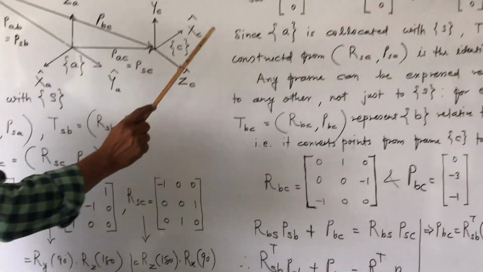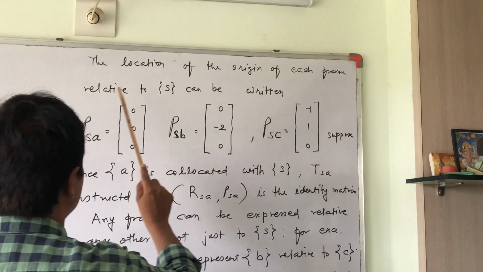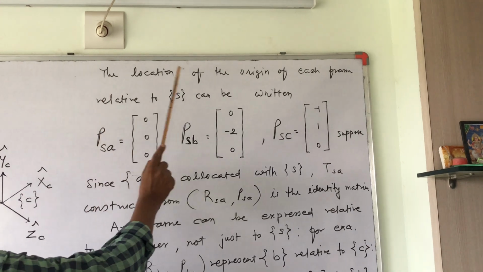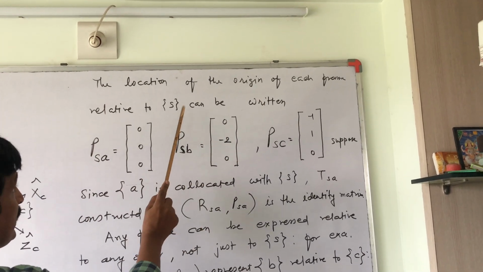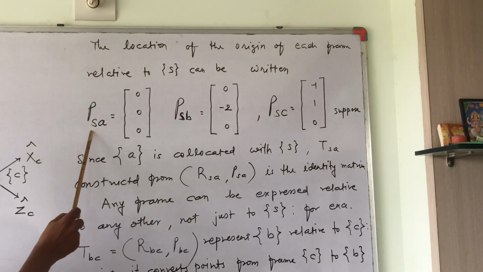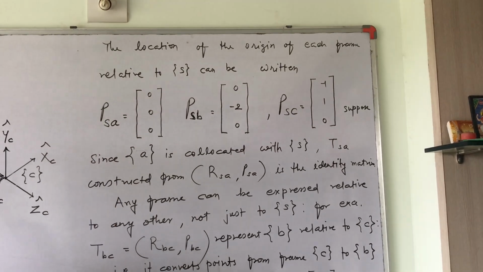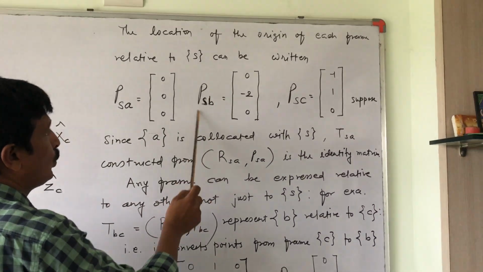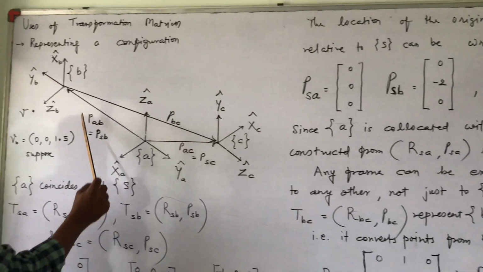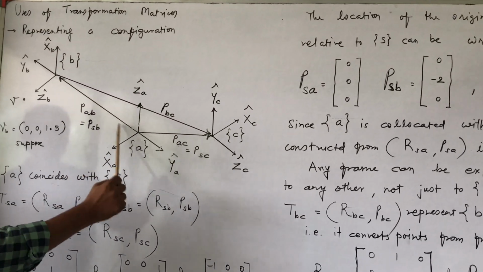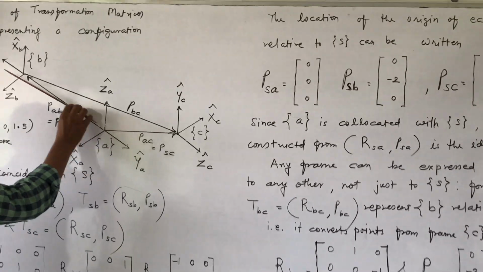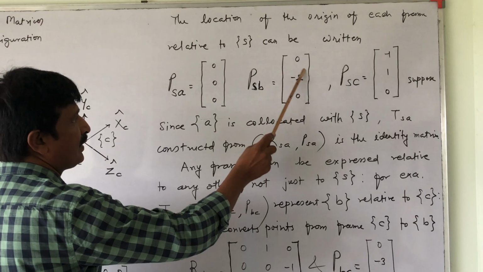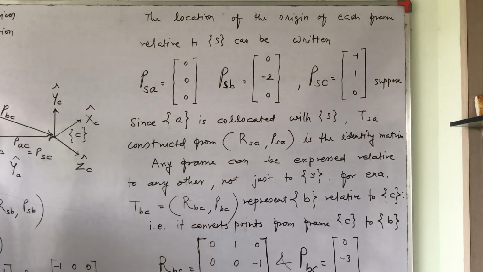Now, the location of the origin of each frame relative to S can be written. They have given it. Again, I am repeating, the location of the origin of each frame relative to S frame can be written. PSA is 0, 0, 0 because A coincides with S. PSB, that is the origin of B in S frame, this vector, is opposite to that of Y. So it is on the Y axis, so X and Z are 0. For example, we have taken 0, minus 2, 0.